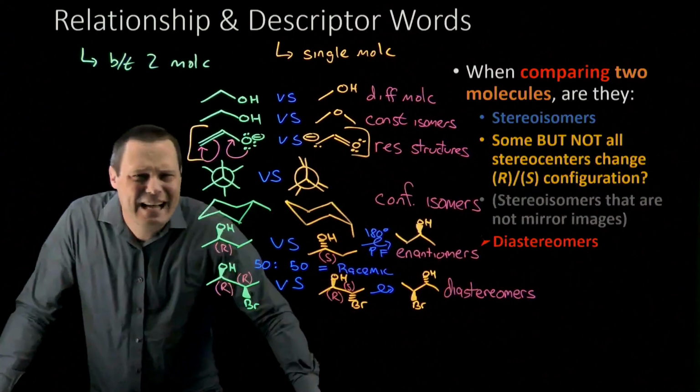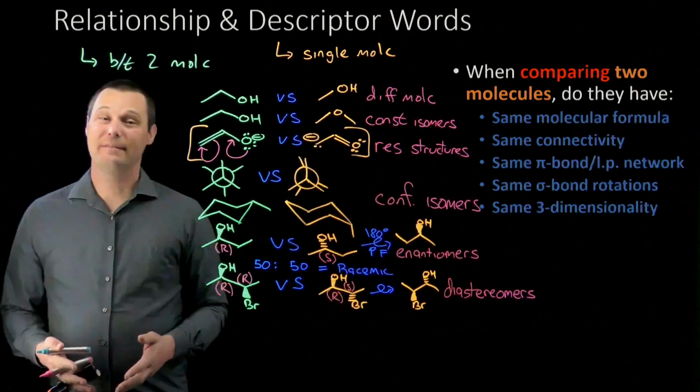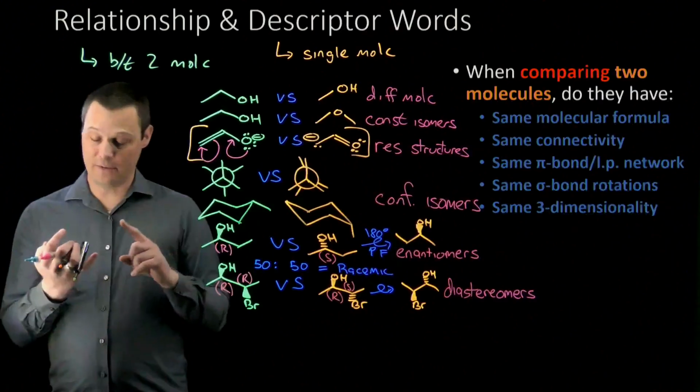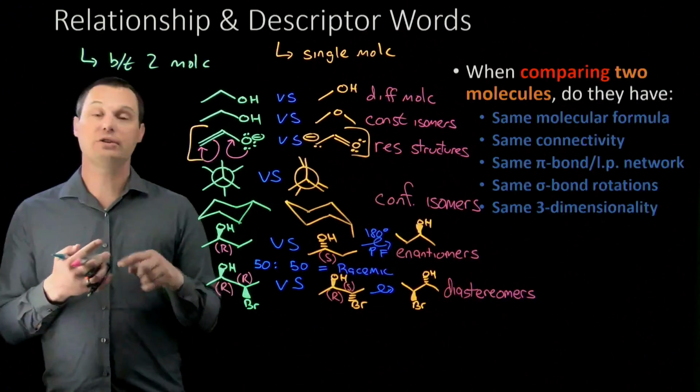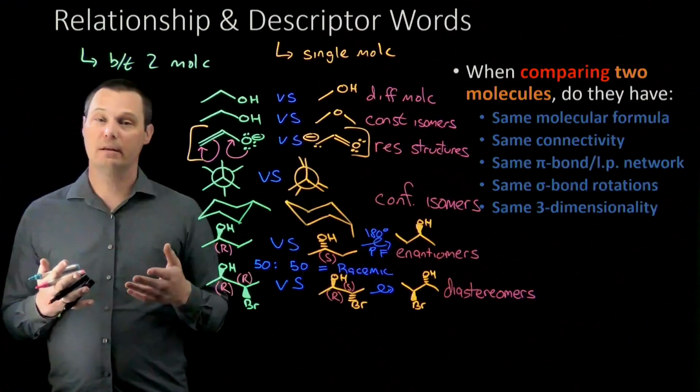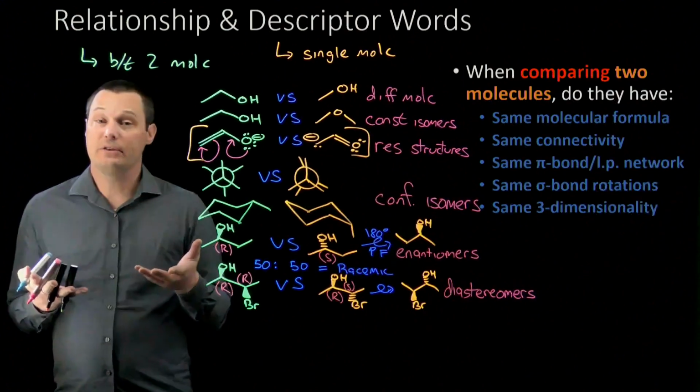No, not disastereomers. Diastereomers. Finally, if you have two molecules and they have the same molecular formula and the same connectivity, and they're not resonance contributors or conformational isomers, and they have the same three-dimensionality, then you just have two identical molecules.